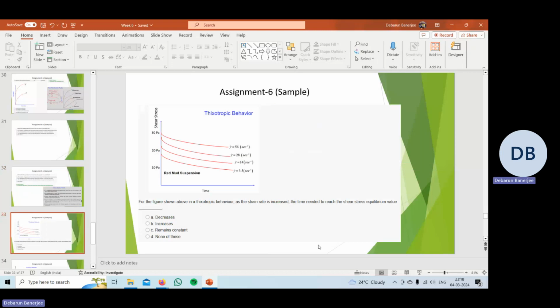For the figure shown above, in a thixotropic behavior, as the strain rate is increased, the time required to reach the shear stress equilibrium value: decreases, increases, remains constant, none of these.